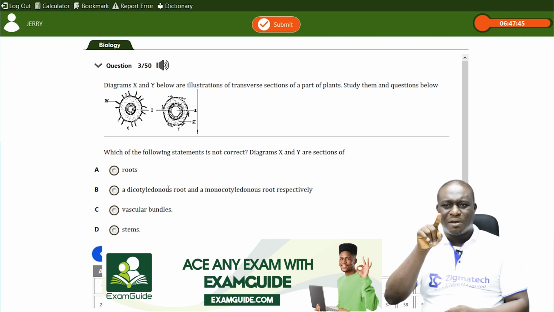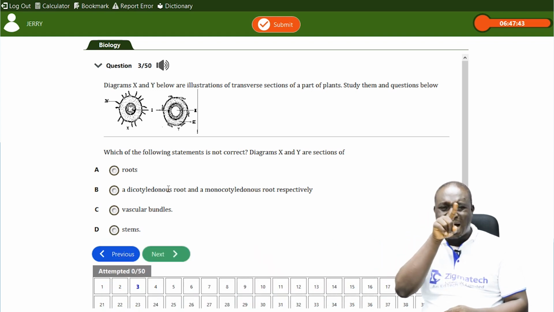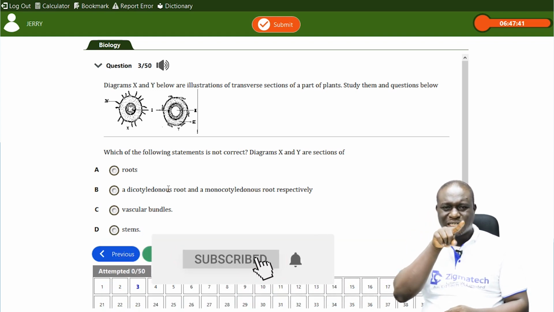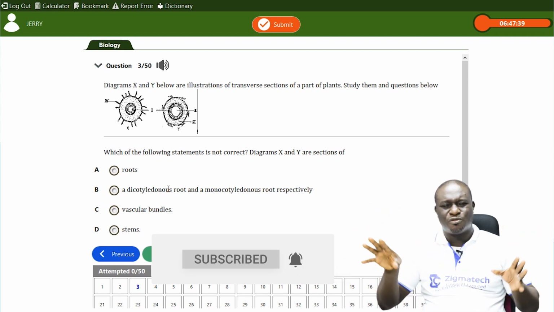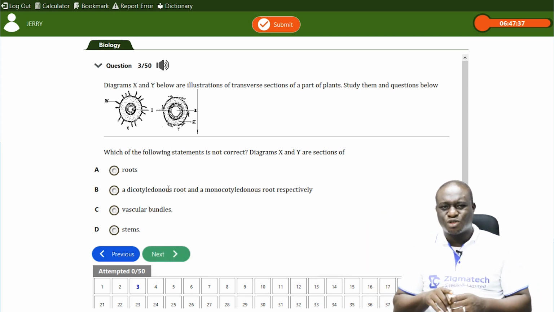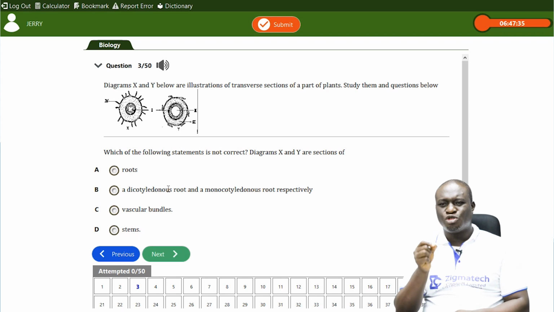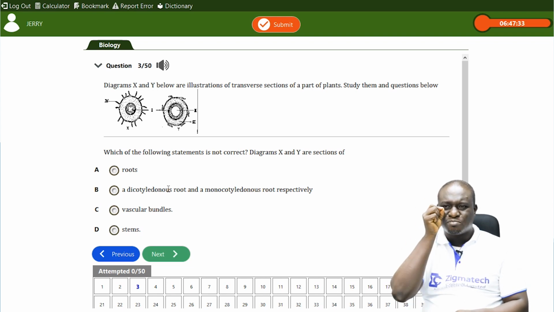Those are those hair-like structures you see around the transverse section, around the outer part of the section. Those are the root hairs. So that is a pointer to let you understand that that particular diagram talks about the roots of plants.